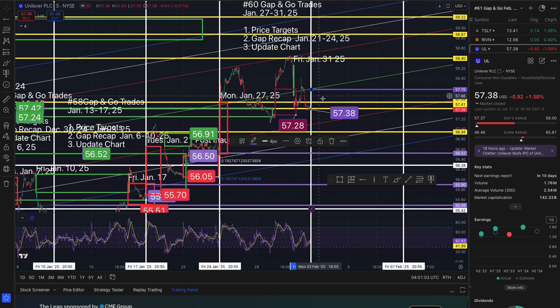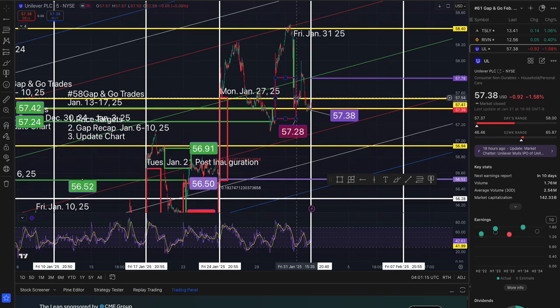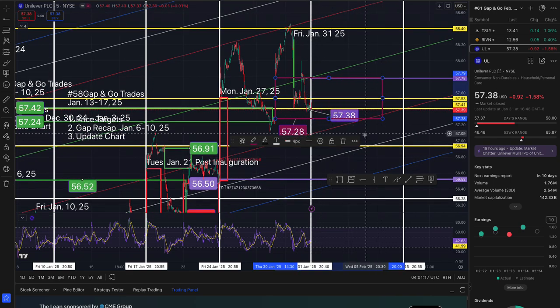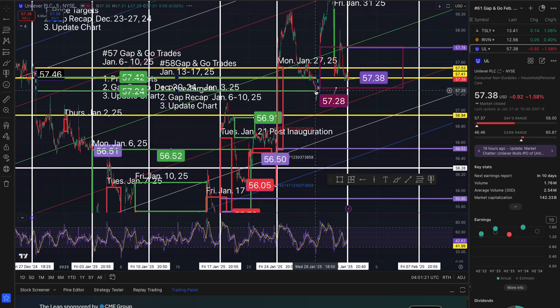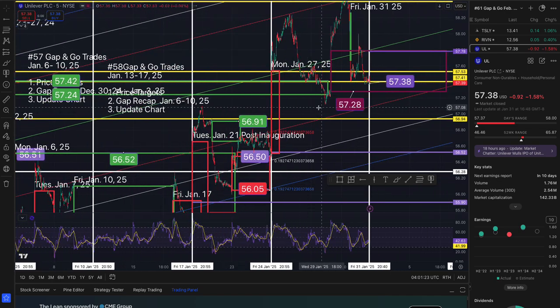Move that. Support, $57.09. $56.74 and roughly $56.37. And what is going on with this gap to the south side? Still in play for this upcoming week. That will take us to $57.28. Okay, this gap needs to be cleaned up.